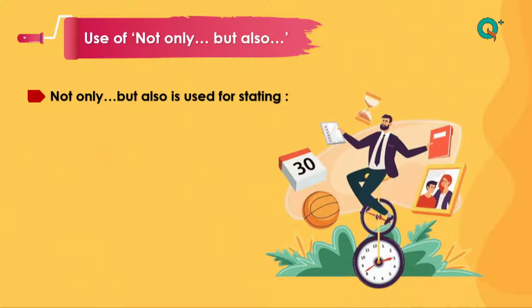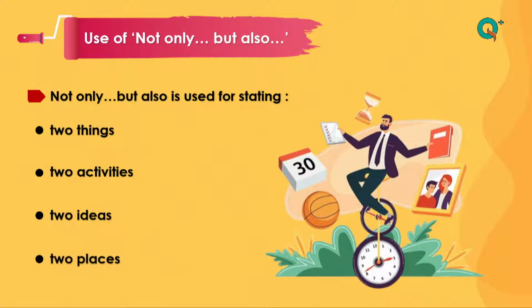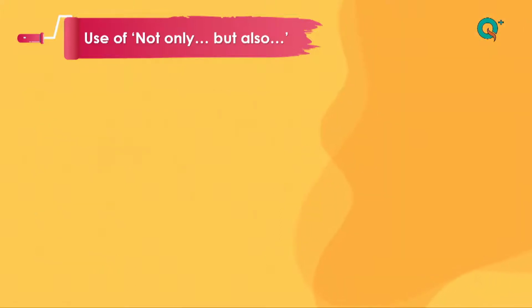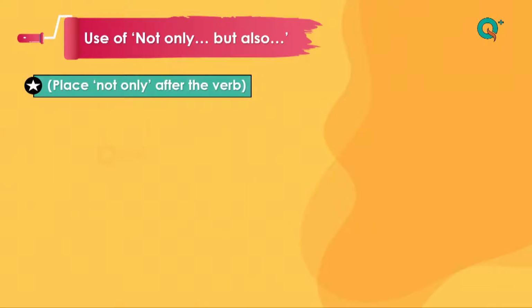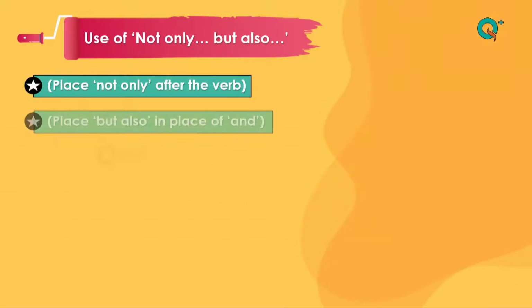Not only but also is used for stating two things, two activities, two ideas or two places. Now let's see how to put not only but also in sentences. In case of not only but also sentences, the first thing that we have to do is place not only after the verb and then place but also in place of and. Now students, let's take a look how to use these rules in a sentence.